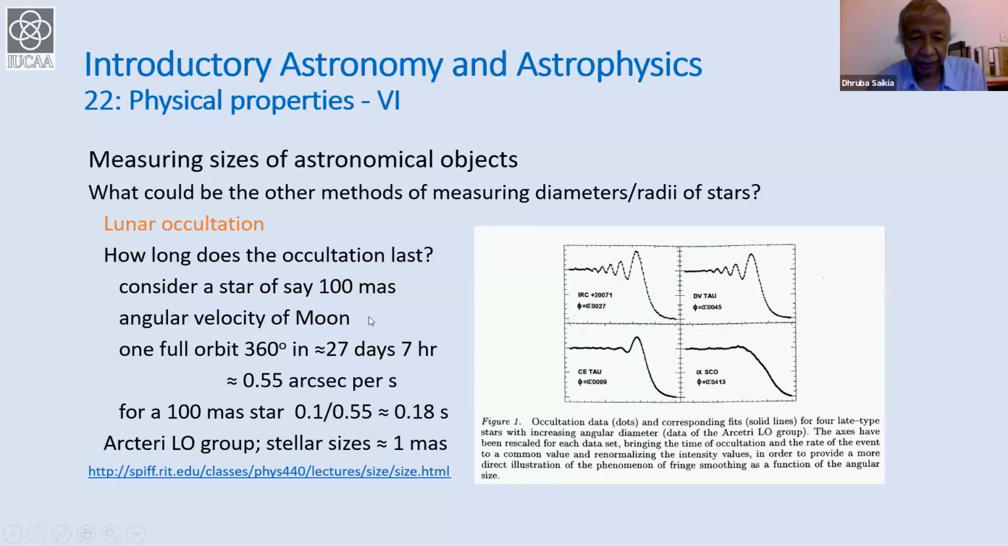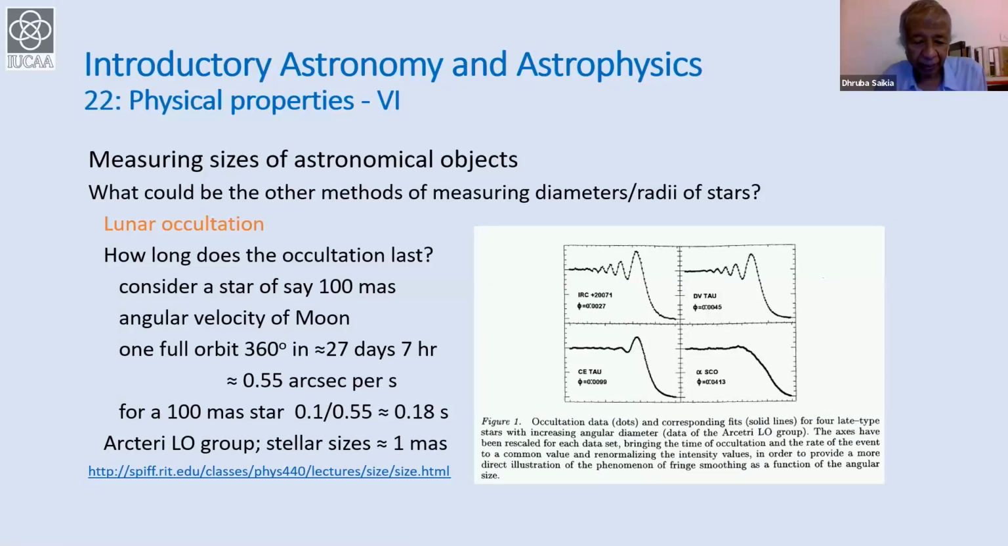I just want to illustrate to you again over here that the time scales over which you need to make the observations are quite small. One full orbit around the Earth, that's 360 degrees, it does in one lunar sidereal month, which is about 27.3 days, 27 days, 7 hours roughly. So if you work it out, and you can check my sums to make sure I've done it correctly, it's about 0.55 arc second per second. So if it's a 100 milliarc second star, it'll go through in a fraction of a second.